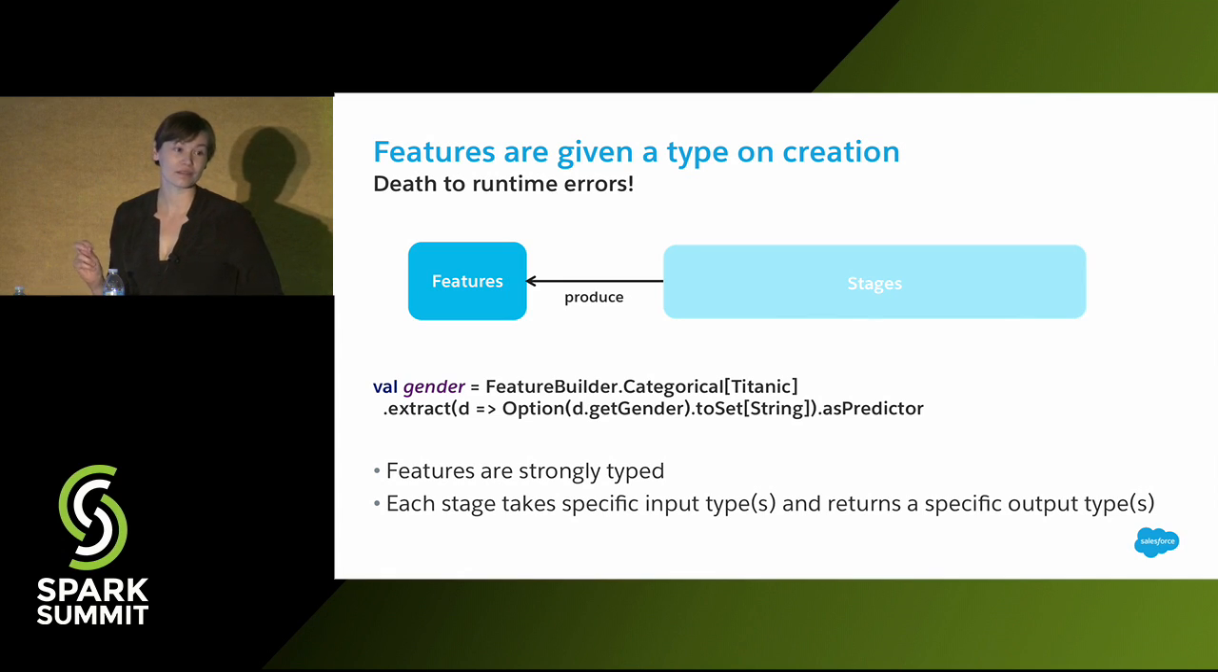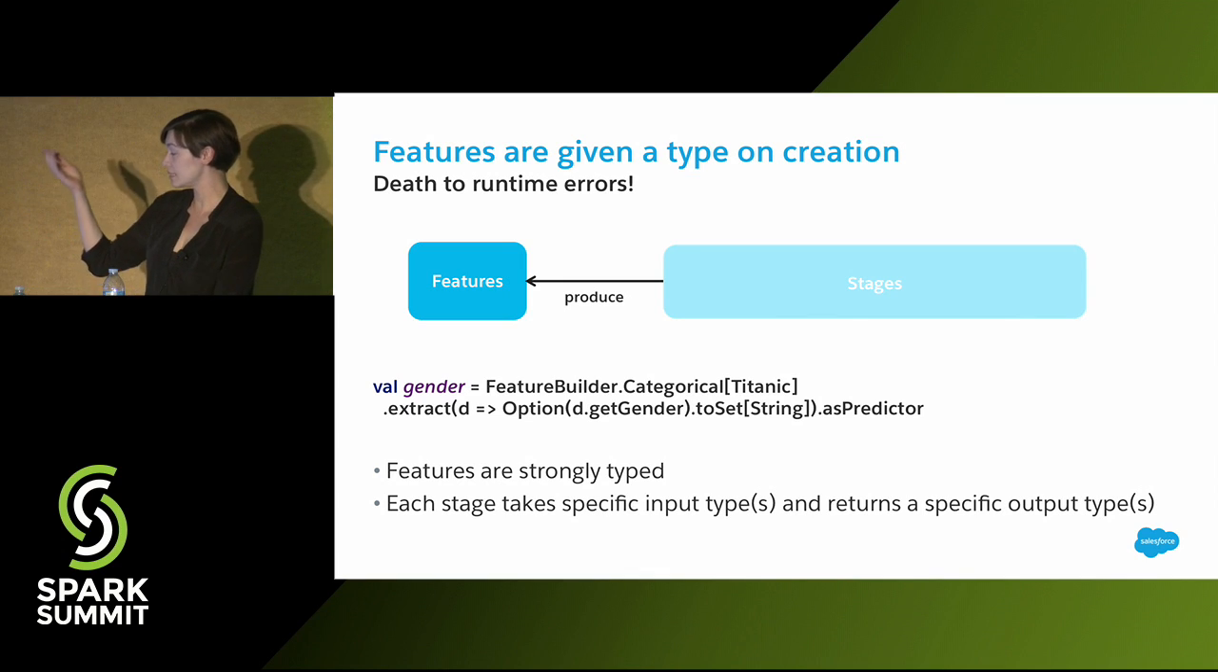It can be auto-generated from your data. Basically, when you get your initial data, you give it a type, and you tell it what type the data is coming from. So this is the Titanic data set. We have a case class that represents that. You extract that data and tell it that it is categorical and it's a predictor. Each of these features is strongly typed, and each stage takes a specific input type and produces specific output types. So you can loop through with stages and features to create whatever you want for your DAG.